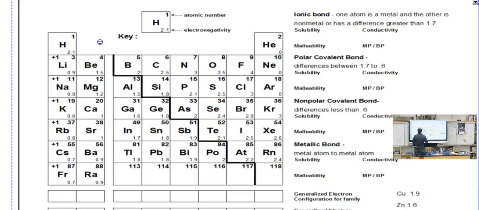Alright, so I called you in because you didn't do very well on the ionic bond formula quiz. So it's pretty simple. If it's an ionic bond, we use what we call the drop and swap.